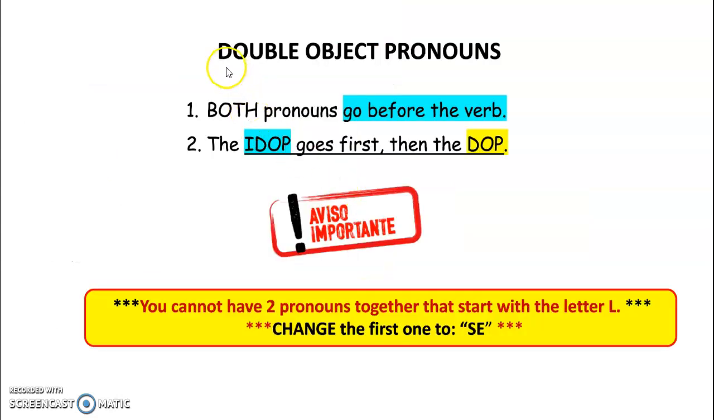Now we're going to dive into double object pronouns in the same sentence. Both go before the conjugated verb. The indirect object pronoun goes first, and then the direct object pronoun. You cannot have two pronouns in a sentence that both start with the letter L. So the first one you change to se.